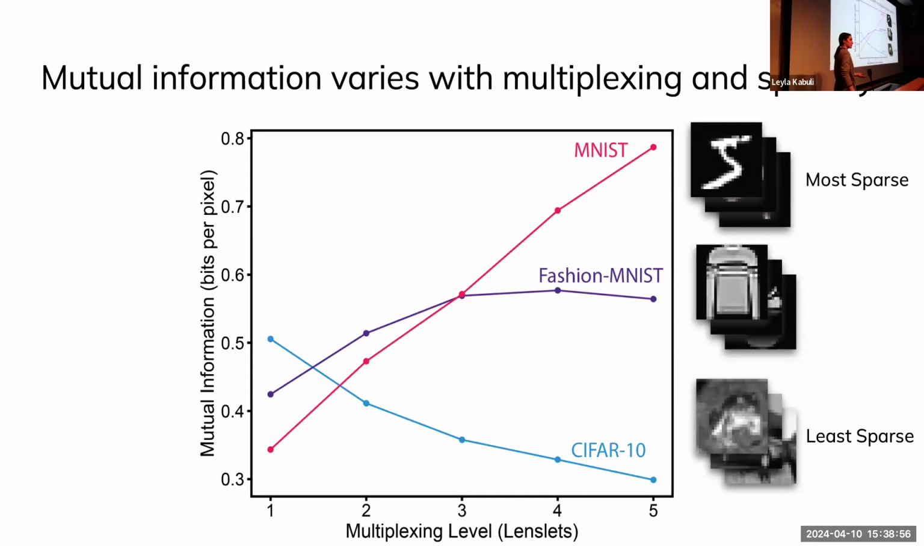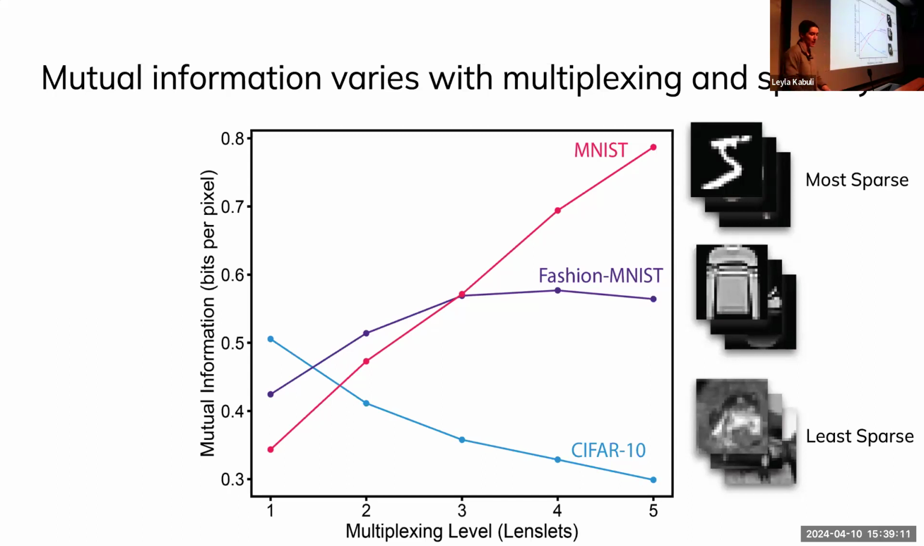This is kind of in agreement with centuries of camera design. We use a single lens because that gives us the best capture of our object. When I use more than one lens, I'm degrading the image quality. I lose my information. But something kind of interesting happened when we looked at these more sparse data sets.